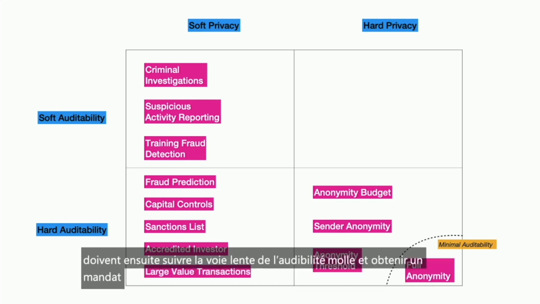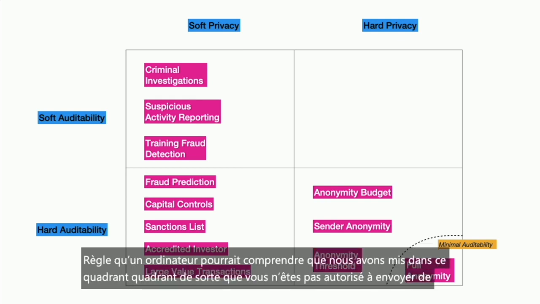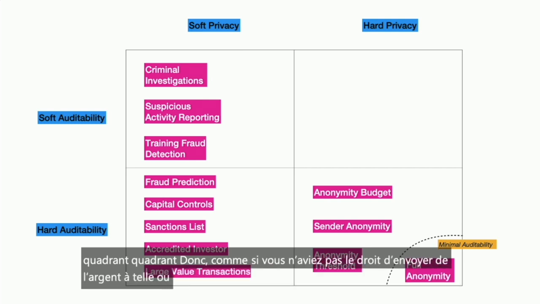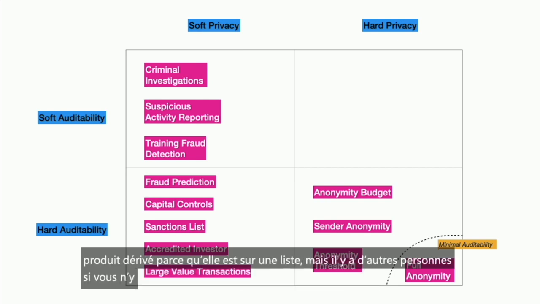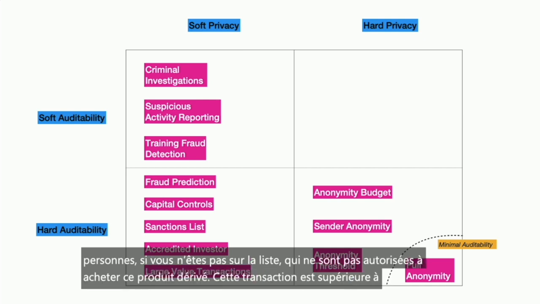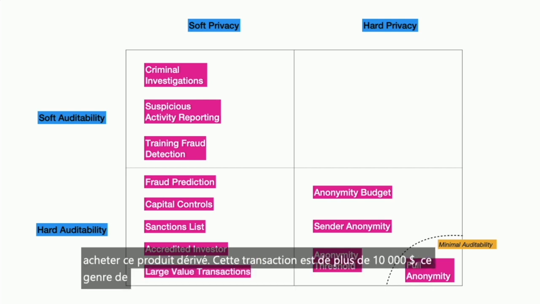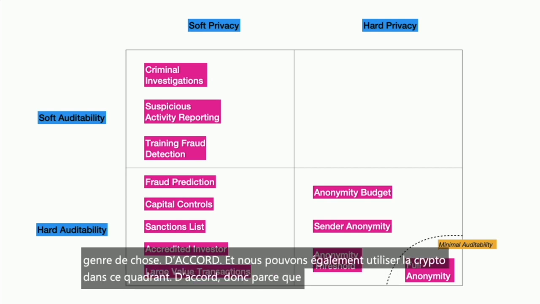to that information, okay? So anything that you can write down like a logical rule, a rule that a computer could understand, we put in this quadrant. So like you're not allowed to send money to this person or this country. This person is allowed to buy that derivative because they're on a list, but other people, if you're not on the list, are not allowed to buy that derivative. This transaction's over $10,000, that kind of thing. Okay, and we can use crypto in this quadrant as well. Because we have hard rules, then that's fine.